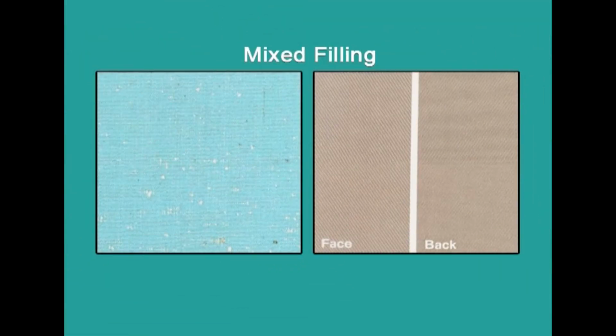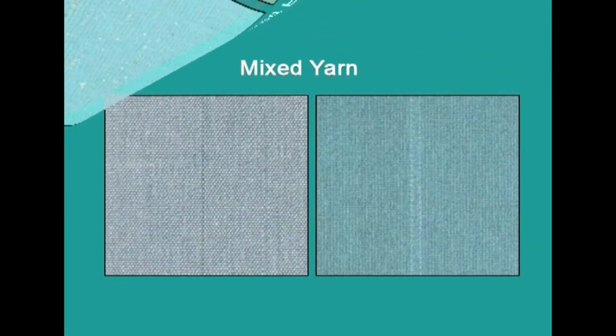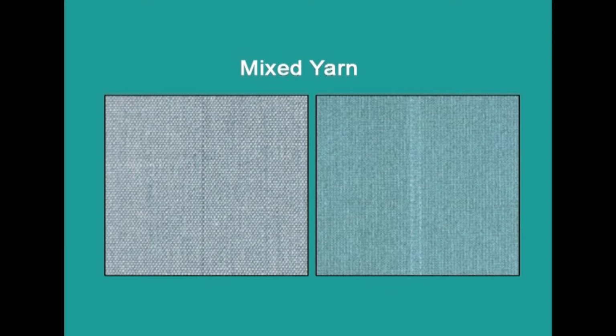And we have another defect called mixed filling. It is caused by a bobbin of lightweight yarn or a different fiber blend used in filling. It will appear as a distinct shade change. So, it is considered as a major defect. So, mixed yarn is usually a different fiber blend used on the warp frame, resulting in a streak in the fabric.